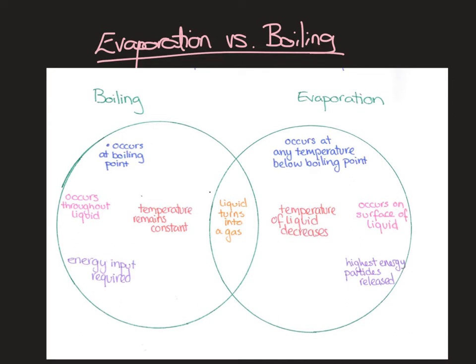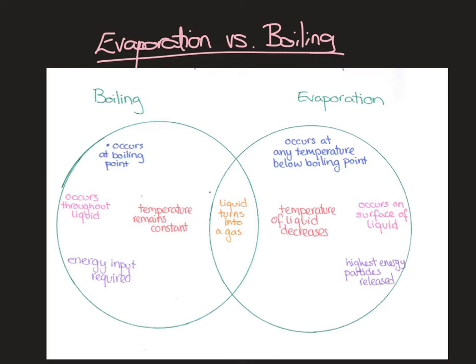If we look at where the change of state is occurring, in boiling, it occurs throughout the liquid. So all through the liquid you can get those gas bubbles developing. Whereas with evaporation, it's only the particles on the surface of the liquid that turn into a gas.